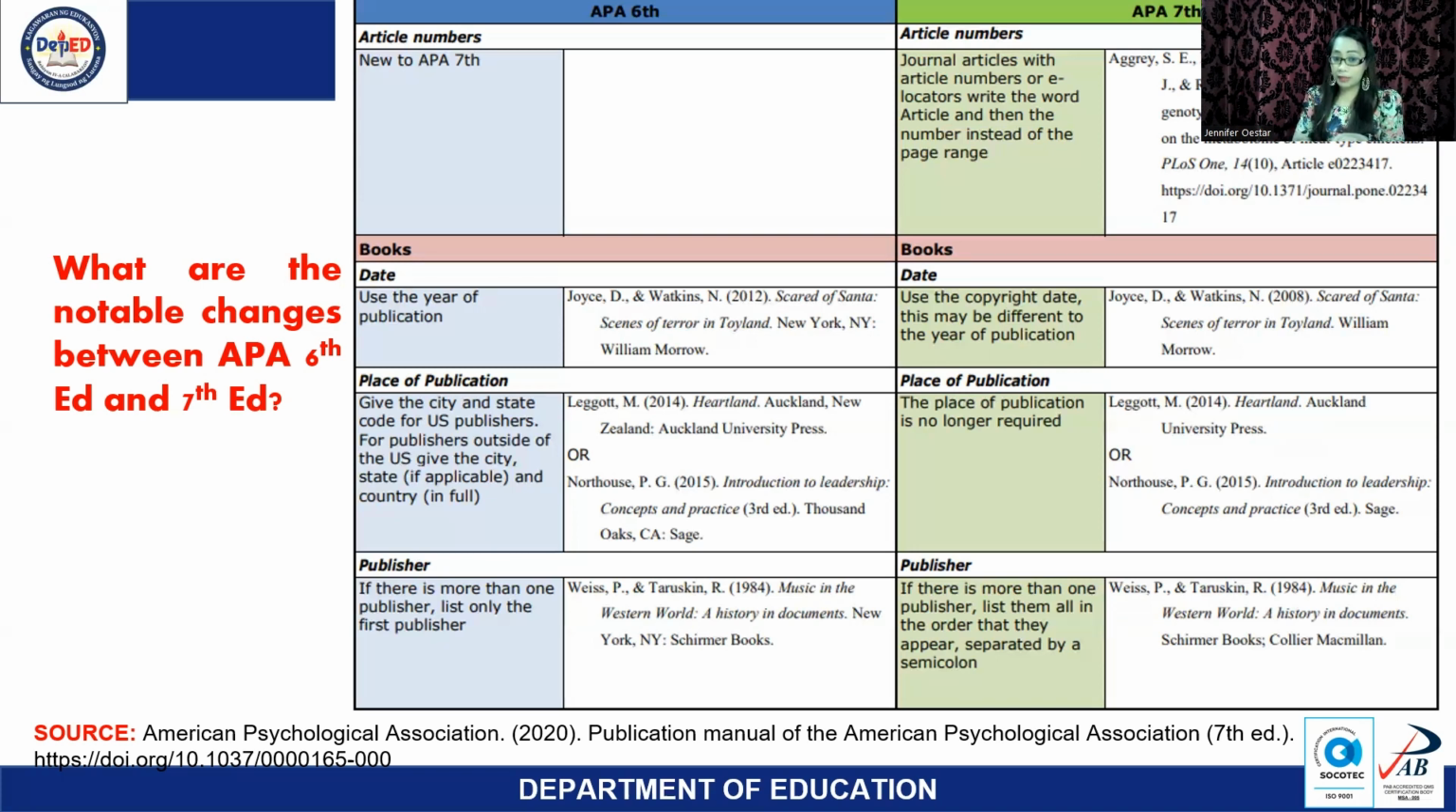Let's talk about the publisher. If there is more than one publisher, list only the first publisher in the 6th edition. But in the 7th, if there is more than one publisher, list them all in the order that they appear, separated by a semicolon. The example is already given. Weiss and Perushkin, Music in the Western World, A History in Documents, Shermer Books, Collier, Macmillan.